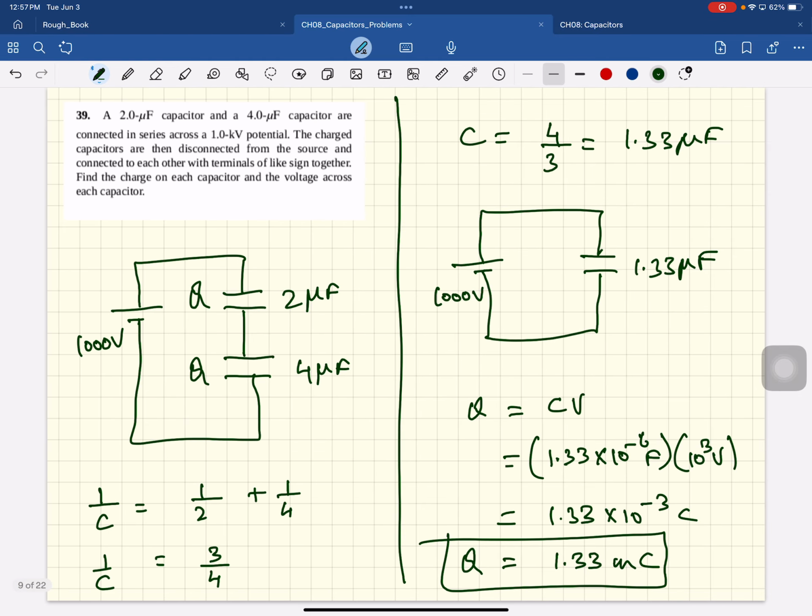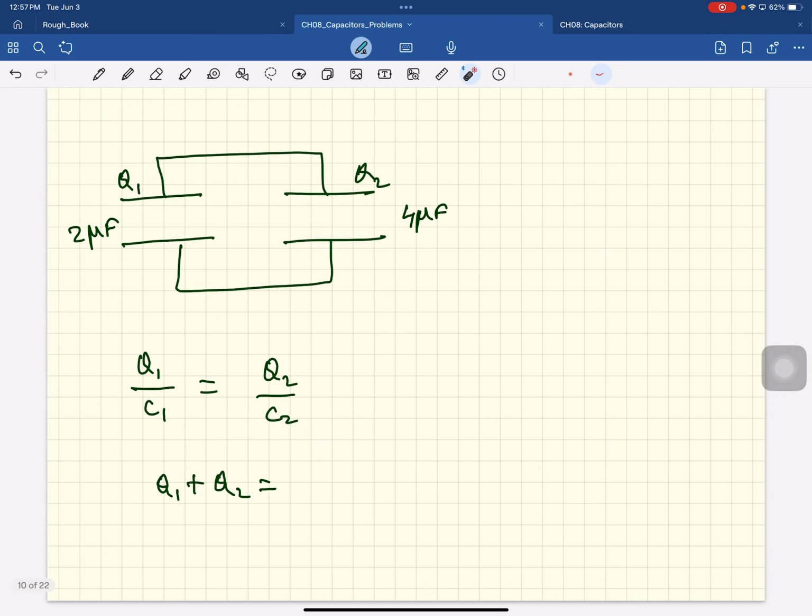See, the charge was not destroyed. Each one of them had Q, so Q1 plus Q2 should be equal to 2Q. So 2.6 times 10 to the minus 3. Very good, very good. Okay? So there are the 2 equations and 2 unknowns. Okay? All right.